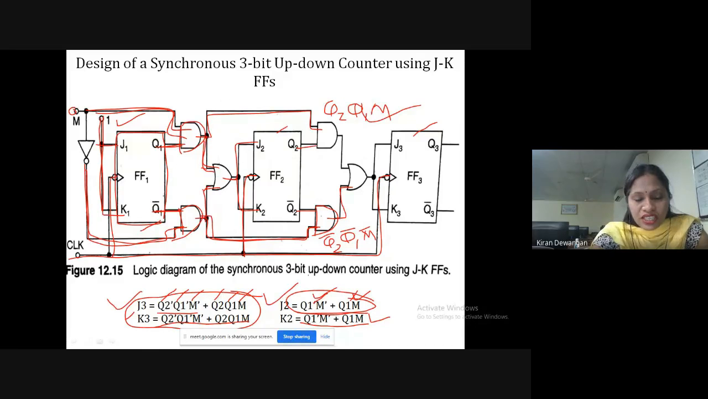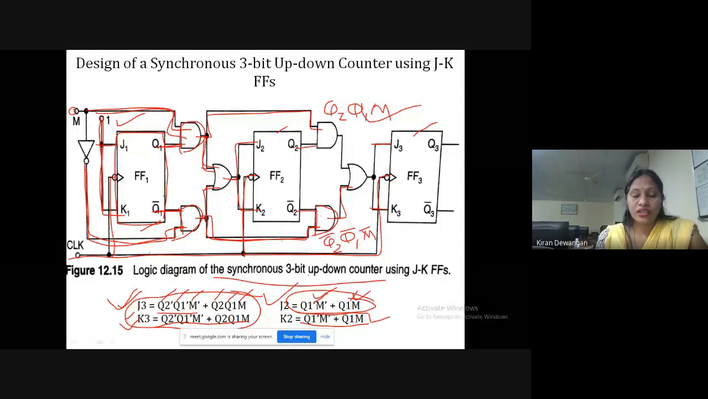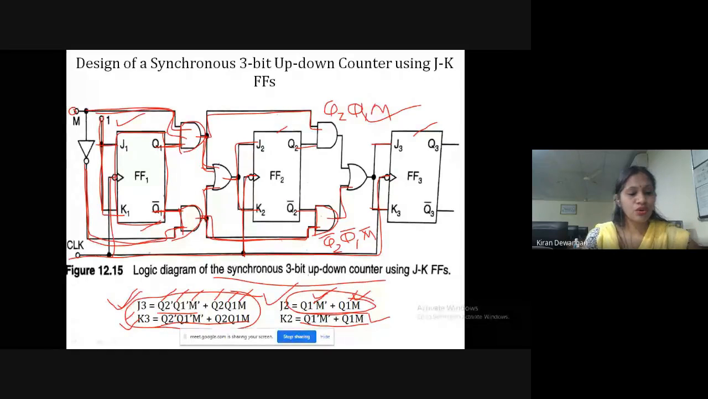And now since we can see J3 and K3, the expressions are the same, we can directly give the output of the OR gate both to J3 and K3. Okay? So this is how we have designed a synchronous 3-bit up-down counter using JK flip-flops. Is the concept clear, students? Everyone, this is how we design with JK flip-flops. We need to just go step by step.